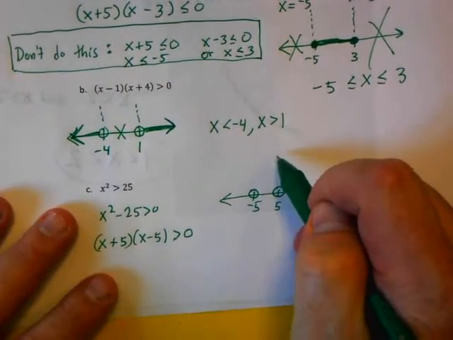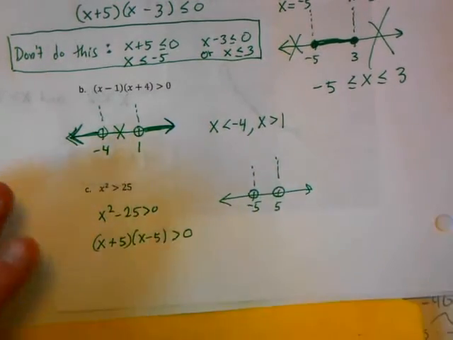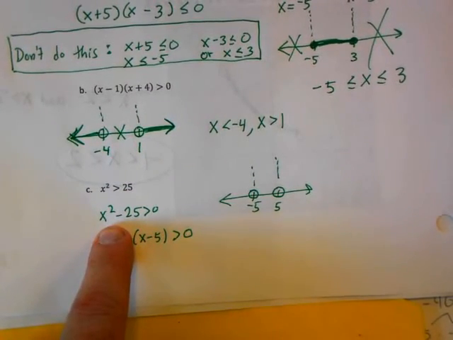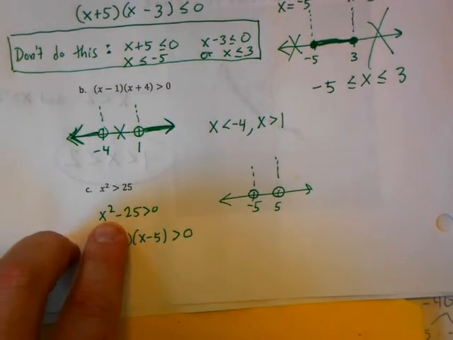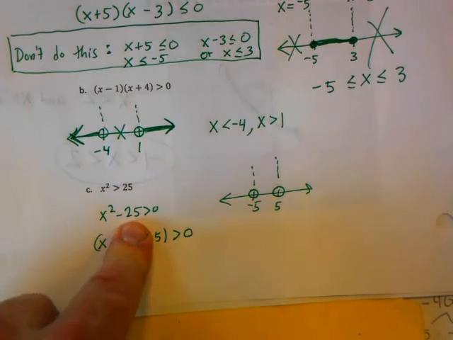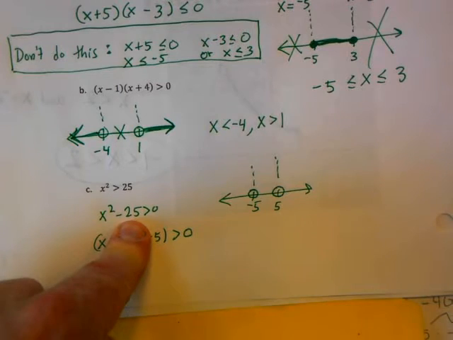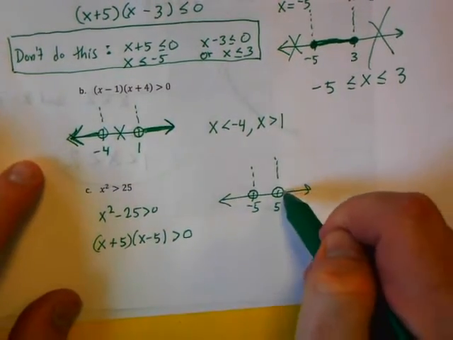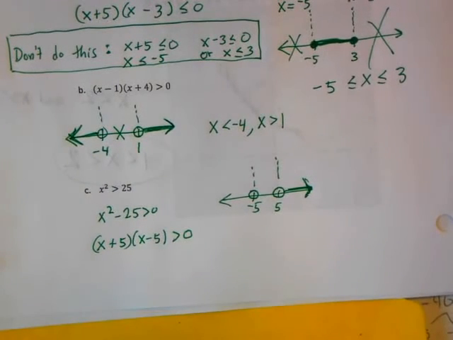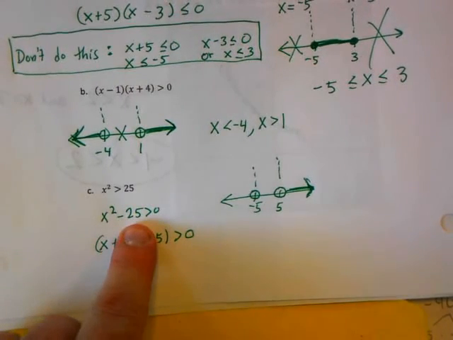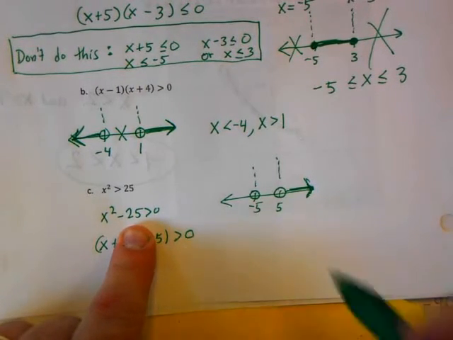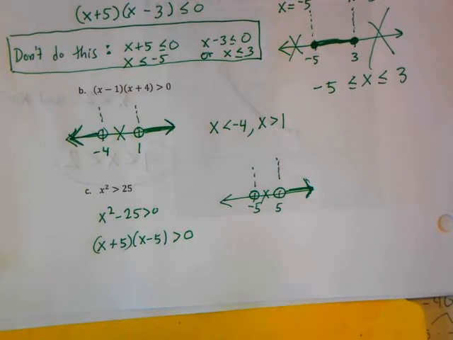Favorite number bigger than 5? 36. How much is 36 squared? I don't know, but it's pretty darn big, isn't it? And if I take 36 squared and subtract 25, do I have a positive number or a negative number? Positive. Do I really need to know the exact value? I don't. All I really need to know is it positive or negative? 36 squared minus 25, that's going to give me a positive number. Favorite number in between negative 5 and positive 5? 0. 0 squared minus 25. Is that bigger than 0? No. No good there.